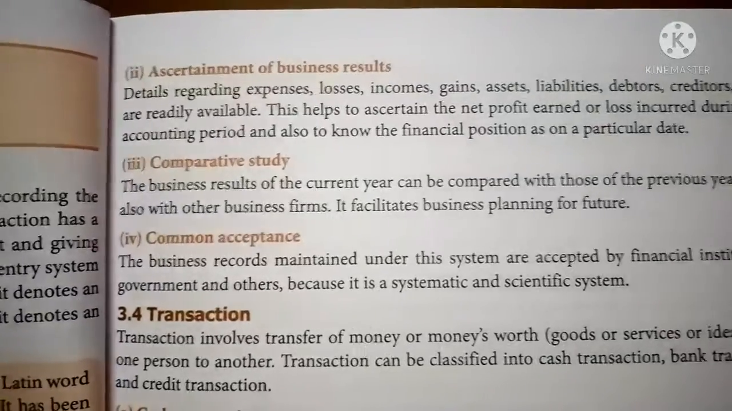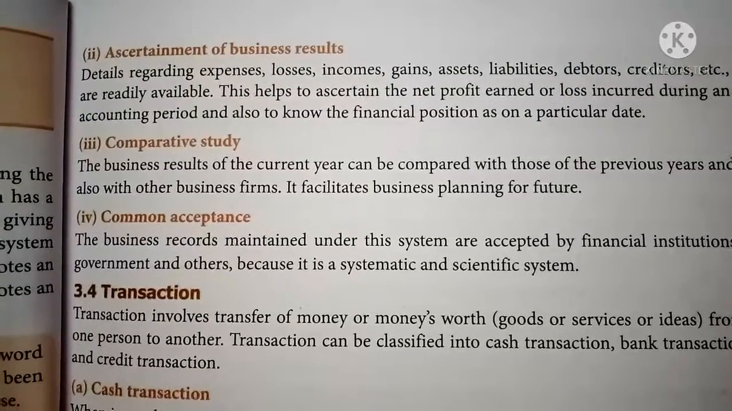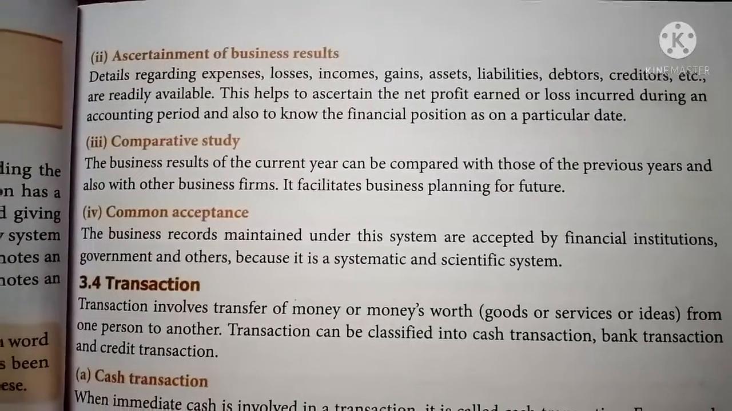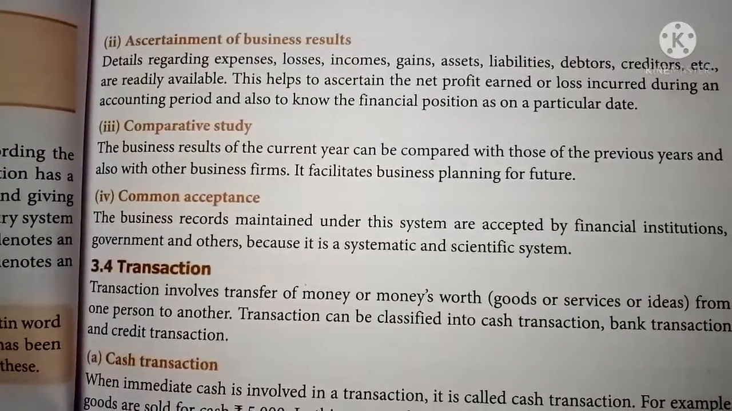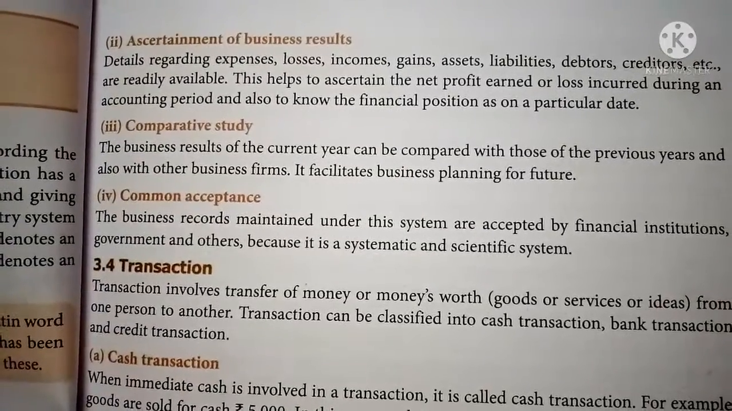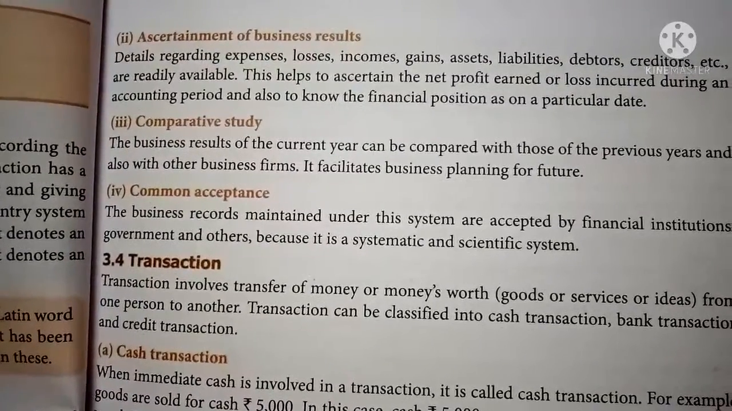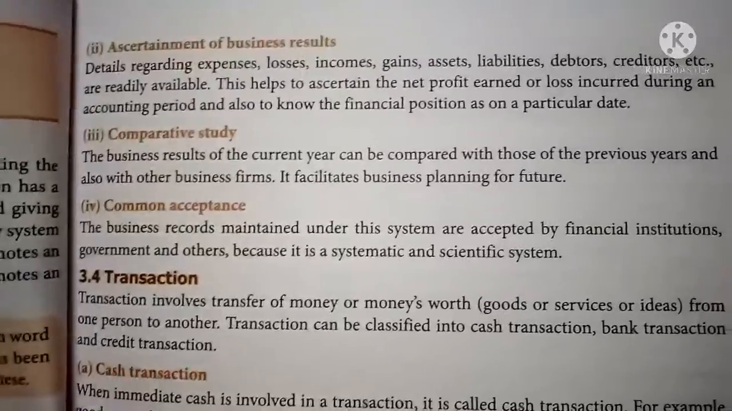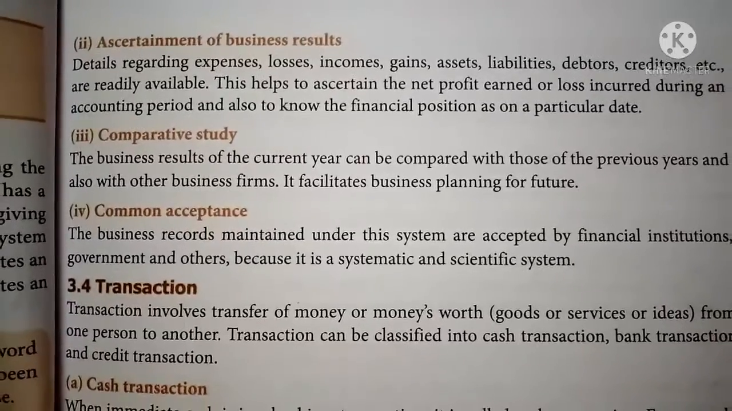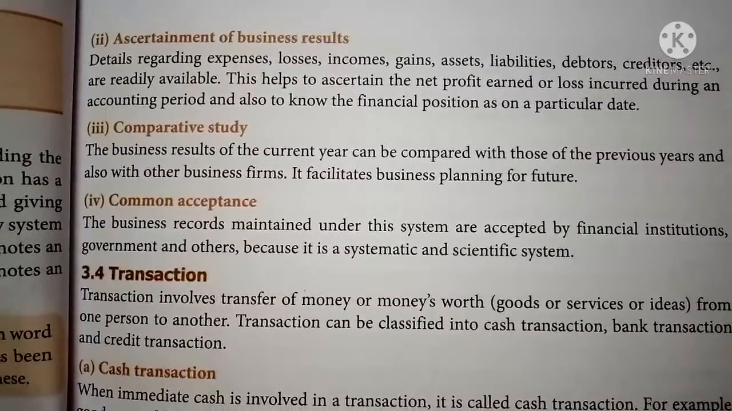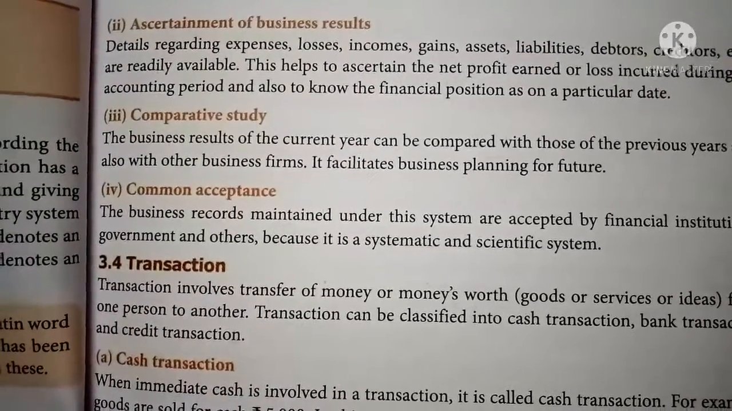Ascertainment of business results. Details regarding expenses, losses, income, gains, assets, liabilities, debtors, creditors, etc. are easily and readily available. By using the double entry system of bookkeeping, all the relevant information on financial transactions can be understood and found very easily. This helps to ascertain the net profit earned or loss incurred during an accounting period, and also to know the financial position of the business.